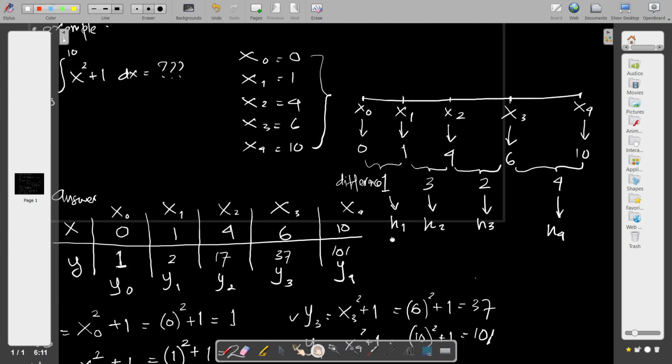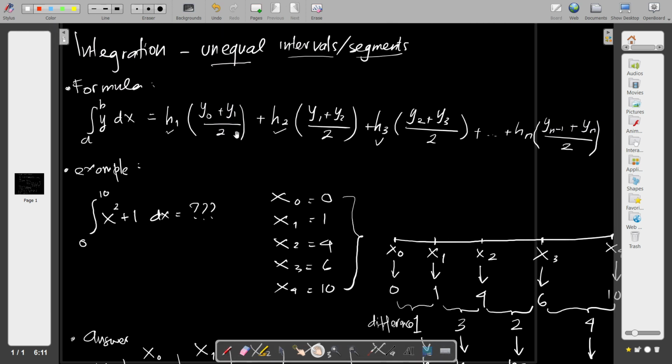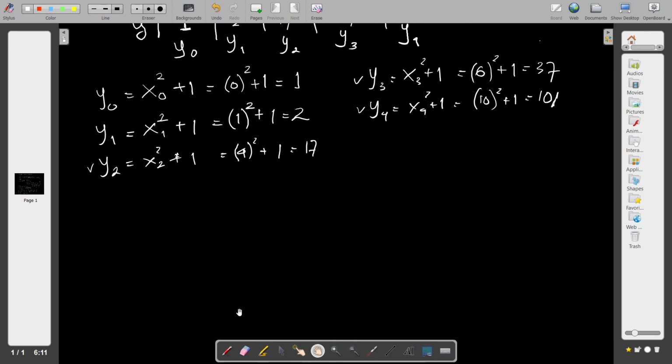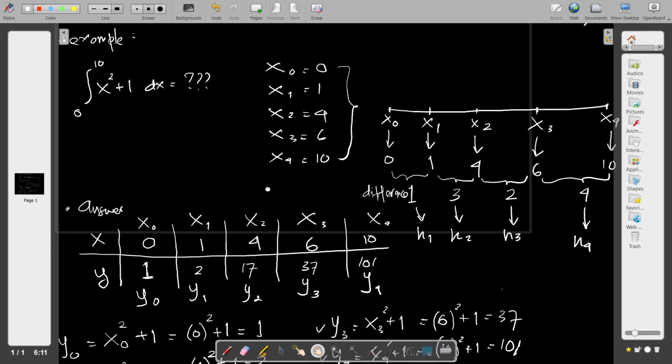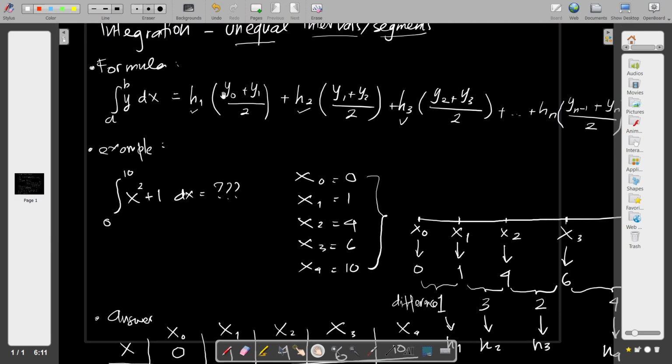So we already have the value of x and the value of all y. So we can just put all the numbers into this formula. I will write down the problem first. So 0 to 10, x to the power of 2 plus 1 dx. So the first one is h1 multiplied by y0 plus y1 divided by 2.